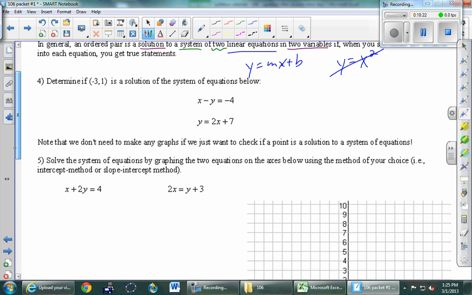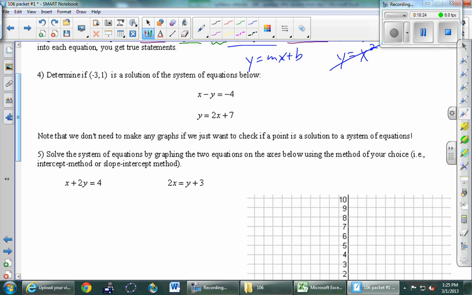Okay, so we've got these two equations. And going through the whole process of graphing them is a long process, and we're going to do it again. But figuring out if a given point is a solution is a short process, and I want to make sure you can do that process. So all we're saying is that if you plug in x equals -3 and y equals 1, are these equations true or are they false?